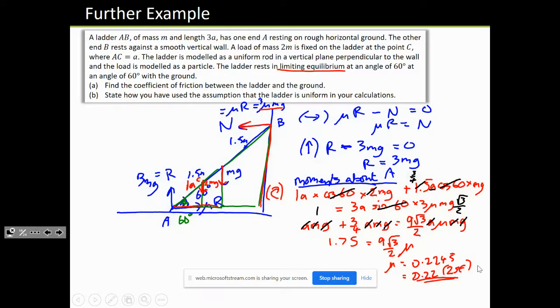To state how I've used the assumption the ladder is uniform, to word this carefully, it would be to say that the weight goes through the center of the ladder. So when something is uniform, the weight acts through the center of the object. So in this case, the center of the ladder.